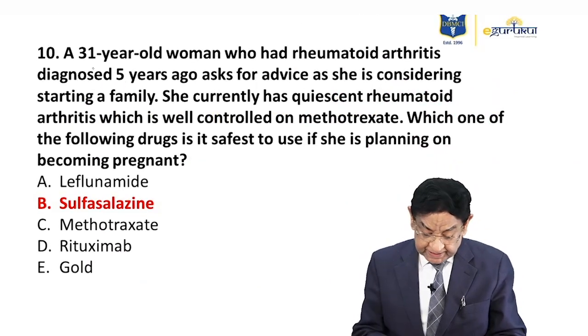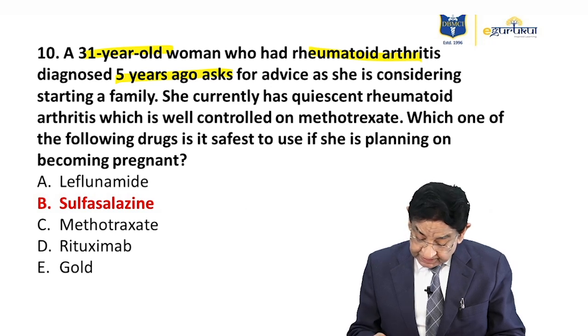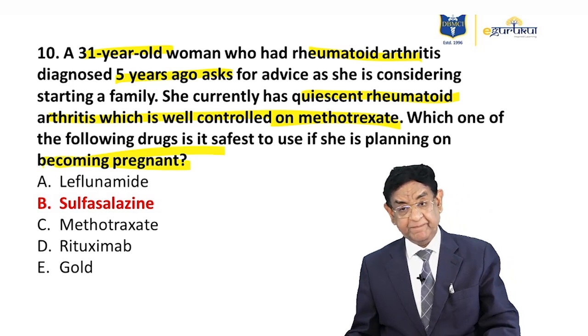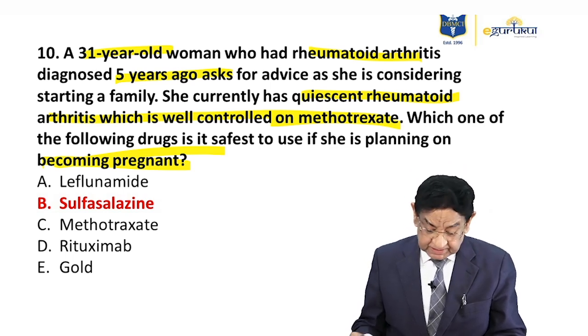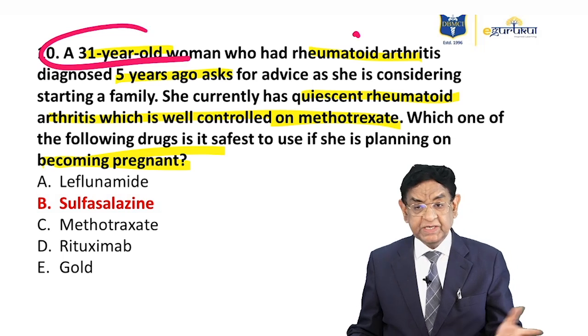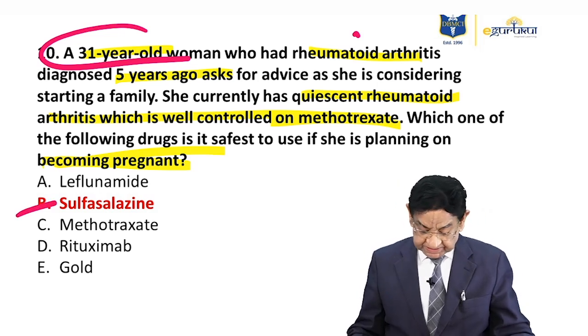Question 10. You are getting a 34-year-old lady, RA, diagnosed 5 years back. Okay, she is an RA patient, well controlled on methotrexate, and now she is planning to become pregnant. So now the thing is, she is well controlled on methotrexate, and now she wants to conceive. Young lady, she wants to start a family. So we have to see what drugs we give, and the safe answer is sulfasalazine.